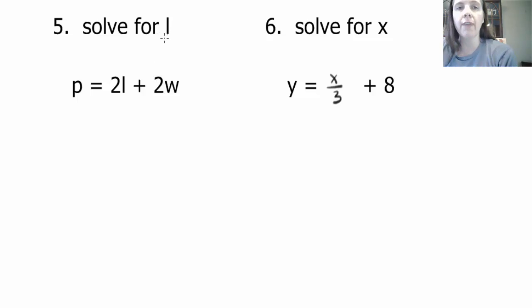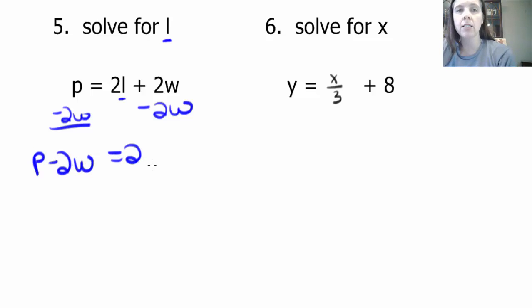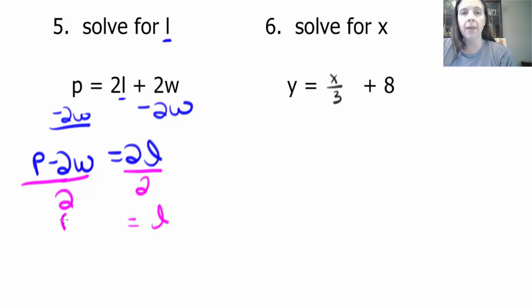So now we're going to solve for L again. So you're going to have a few more steps here. So we want to isolate this variable, so we got to get rid of the 2W. So we're going to subtract 2W. Since we can't combine P and negative 2W, we just write it like this. This is 2L. We're solving for L still. So we're going to divide everything by 2. Okay, so L equals P minus 2W over 2.